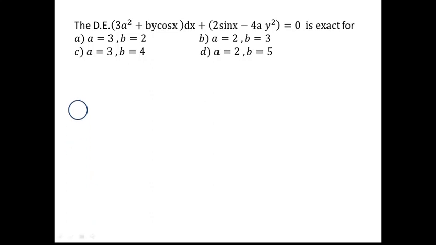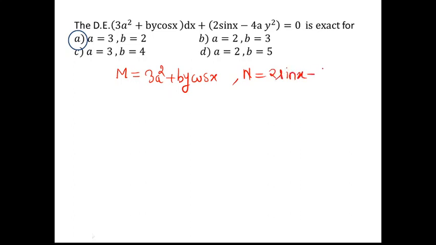Okay. Next one, the differential equation is exact for the values of a and b. So here I have to find out the values of a and b. How to deal with this? We will just make use of the information given. What is given is that this is exact. So for exact, we will use the condition del m by del y equal to del n by del x. Before that, identify m and n. So m is nothing but 3a square plus by cos x, and n is nothing but 2 sin x minus 4ay square. This is what we have.